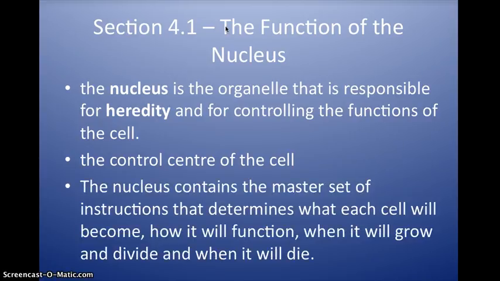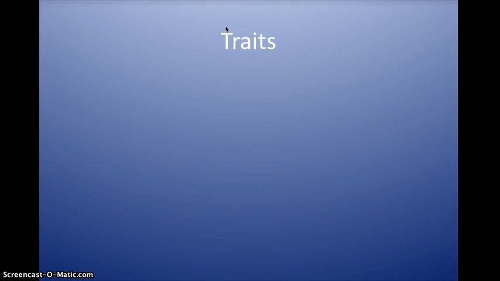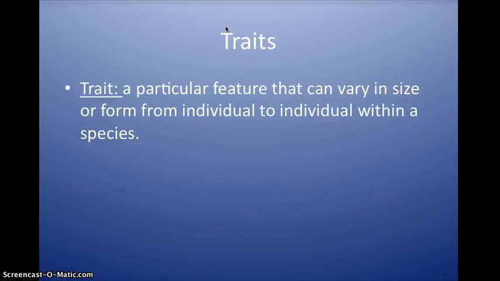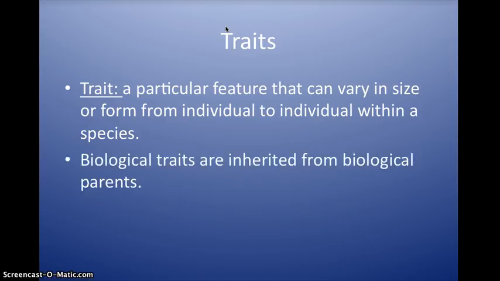The nucleus contains the master set of instructions that will determine what each cell will become, how it will function, when it will grow and divide, and when it will die. A trait is a particular feature that can vary in size or form from individual to individual within a species. Biological traits are inherited from biological parents.